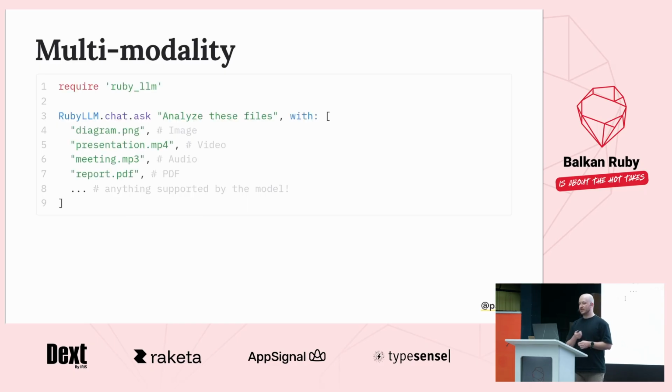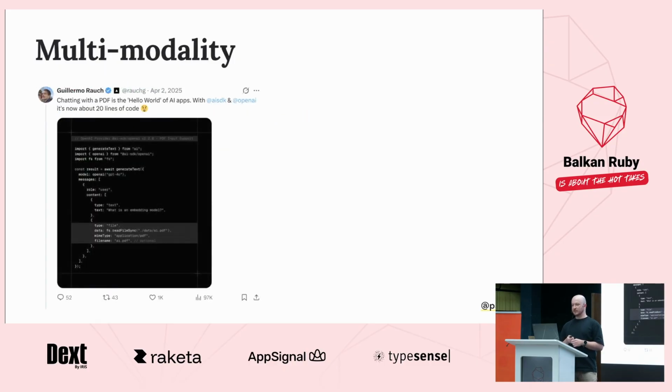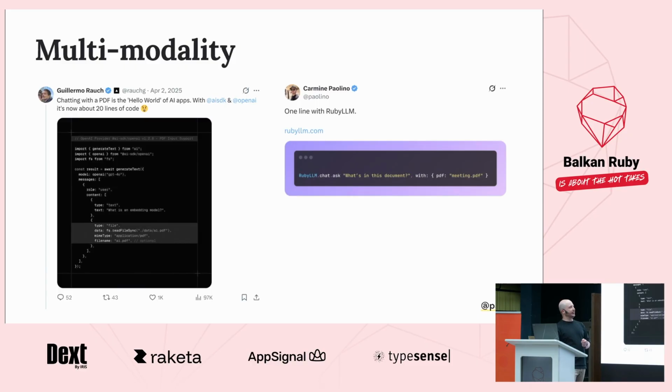You may have noticed I didn't mention AI SDK. Well, this is because the CEO of Vercel, which makes AI SDK, tweeted proudly that chatting with a PDF is the hello world of AI apps, and it's so easy with 20 lines of code, which I don't know if you can see. And this is what I tweeted back.